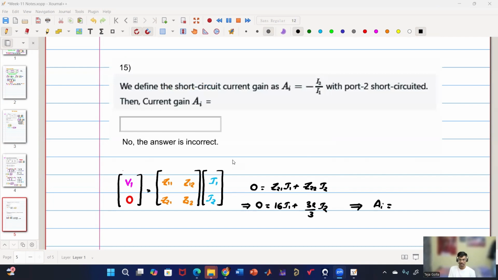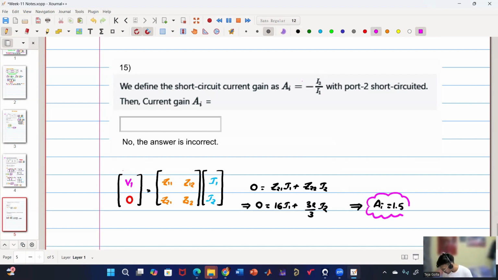0.66, 1.5. Okay. So Chandrasekhar, can you check? It is minus I2 by I1, not I1 by I2. Can you cross check again and let me know what is the answer? It is I2 by I1. Minus I2 by I1. Yes, sir. 1.5, right? 3 by 2. Yes, sir.